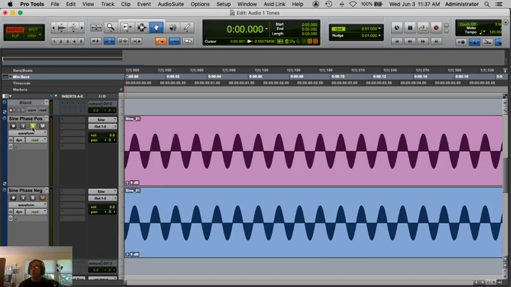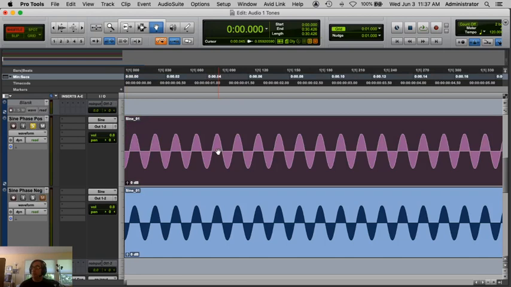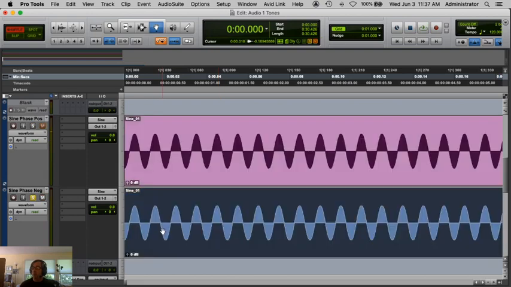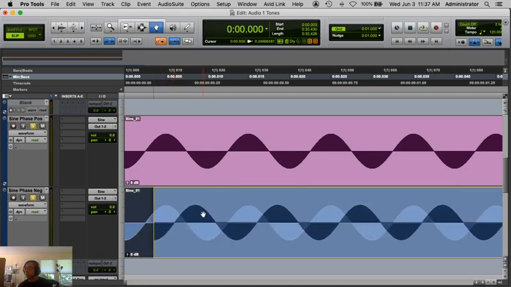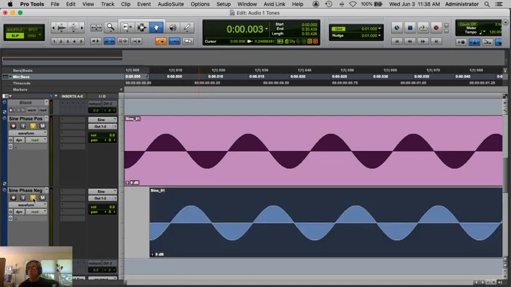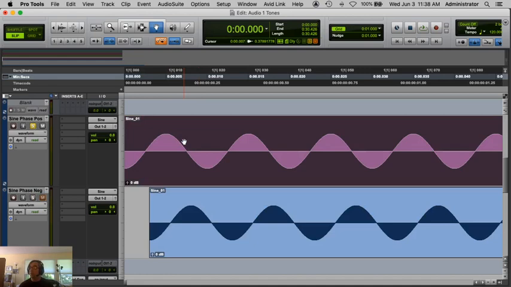So here is this guy, the pink one. Here is the blue one. Here's both of them together. A little bit louder, yeah? So watch this. I'm going to take this guy and shift it in time. I'm going to pick it up and shift it in time. I'm just going to do it like this. So here's pink. Let me add the blue.